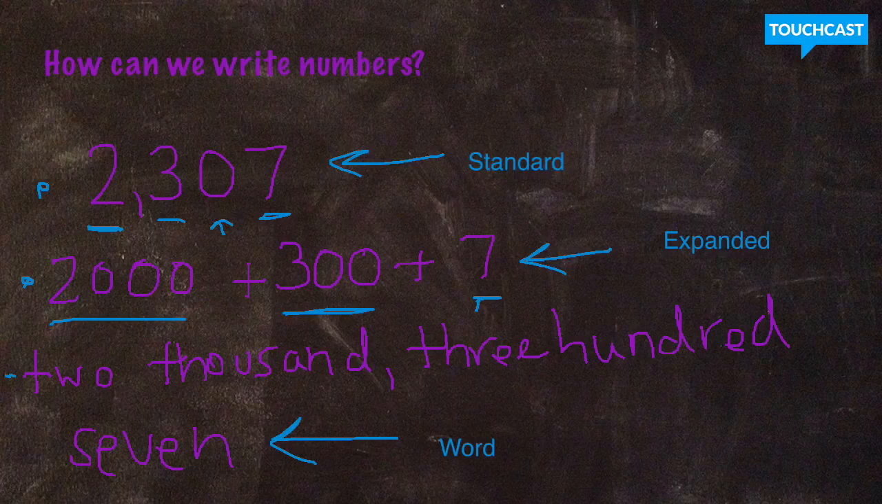The third way in which we can write numbers is what we call word form, where you take basically the way you say a number and you write it out. So 2,307. These three ways in which we write numbers are going to be pretty important as we move forward in our place value chapter.